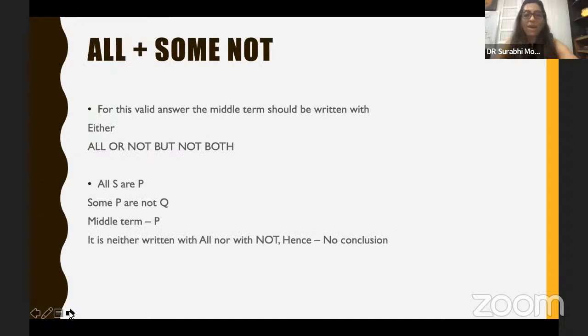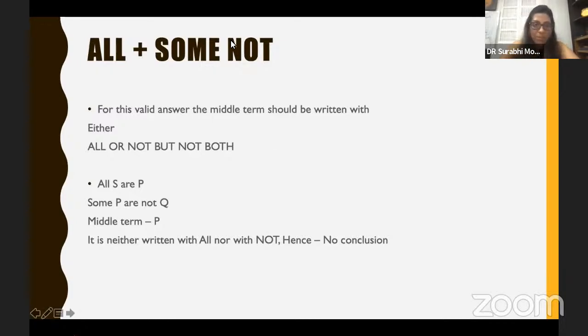Now we come to the last one and the trickiest one, because this rule is a little complicated. What we have to do is, in this all plus some-not, the rule says that either the middle term should be written with all or with not, but not with both. Right? Either the middle term should be written with all or with not, but not with both.